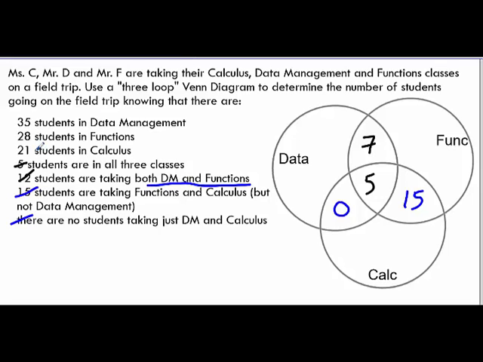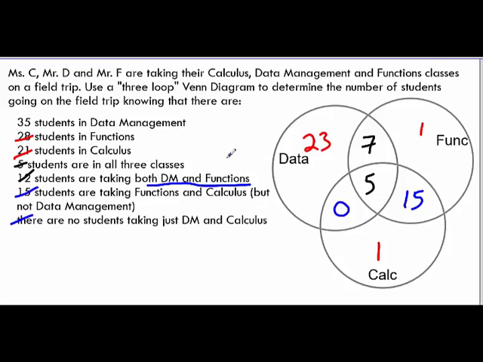So finishing up then, we're looking at 21 students in calculus. Well, when I look at the calculus circle, I have 0 and 5 and 15, so I have 20 students already placed in calculus, meaning I need just the one more. I need 28 students in functions. I have 12 here and 15 more, so I need one more function student as well. And in data management, I need a total of 35. I only have 12 placed so far, so 35 minus that 12 means I need 23 more for data.